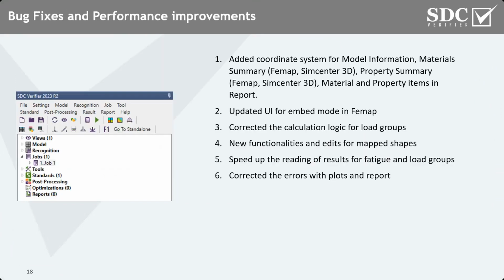As always, some bugs were fixed and performance was improved. So we added the coordinate system for model information, material summary for FEMAP and SimCenter, property summary for FEMAP and SimCenter, material and property items in report, updated UI for embedded mode in FEMAP, corrected the calculation logic for load groups, new functionalities and edits for map shapes.